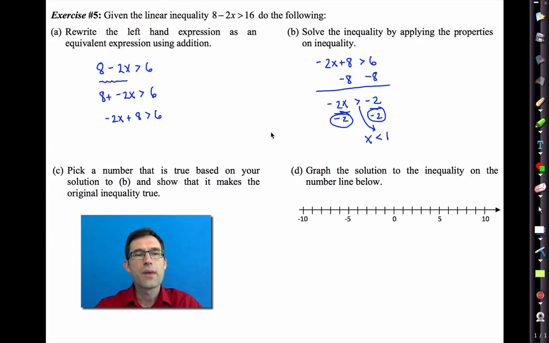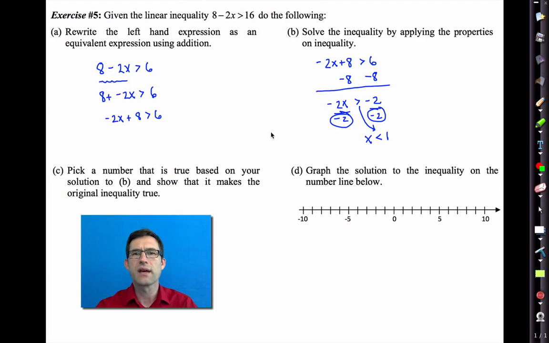Now, letter C, pick a number that is true based on your solution to B and show that it makes the original inequality true. So I need to pick any number that's less than 1. Any number, don't pick 1. 1 is not less than 1. But pick any number less than 1 and check it. So, what do you think? Maybe we should pick, I don't know.